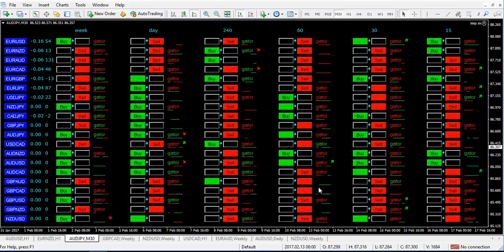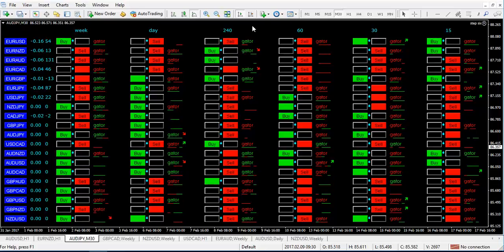Here, let's see. Here, the gator is intertwining. We have an ALMA sell, but we do not have a divergent bar. This is 60-minute and 30-minute, there's less impact on these things, on these smaller ones. Here we have a bullish divergent bar, and the lines are intertwining. Like I said, for a trend trader, you're not really interested in that very much. You're interested in 240, a day and a week. 240 can hurt you.